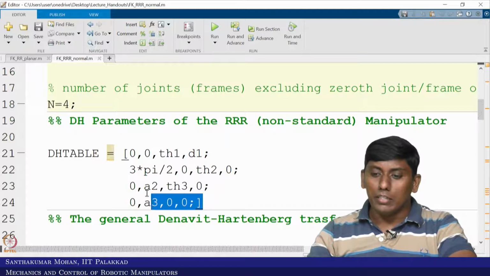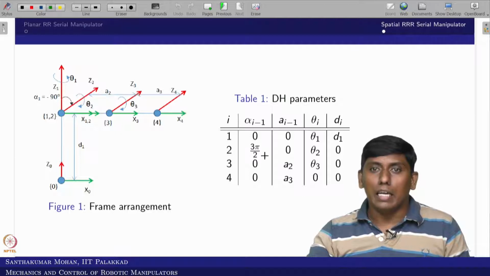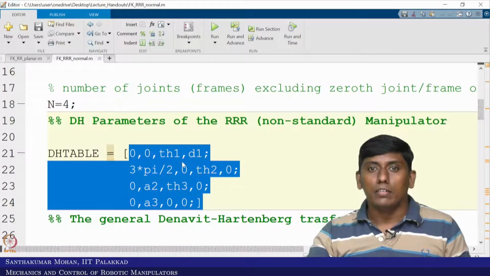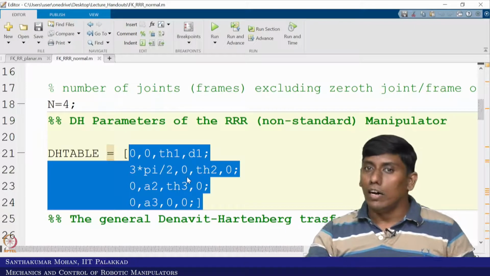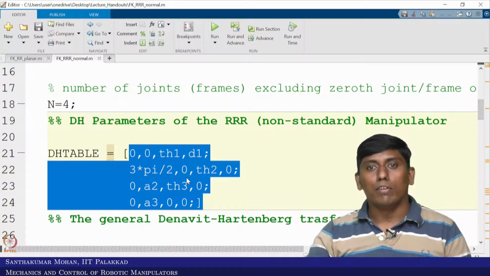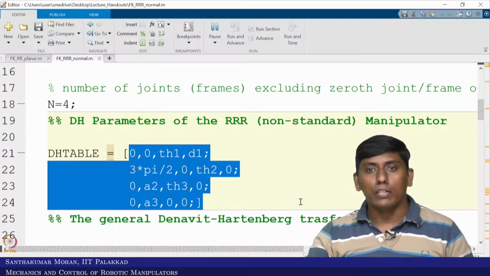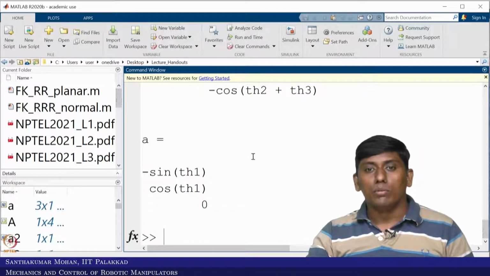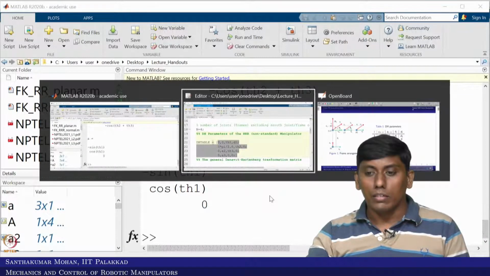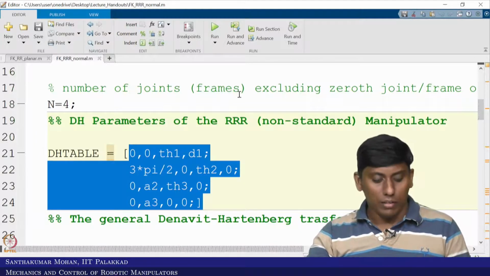Now the DH table whatever we have seen in the previous slide, I directly substituted here. Now if I run this, what will I get? I will get the individual transformation matrices, and then finally the position vector and orientation matrix. So can I run this? I can run it now. It takes time. Okay, I will just run this. So it is running now.